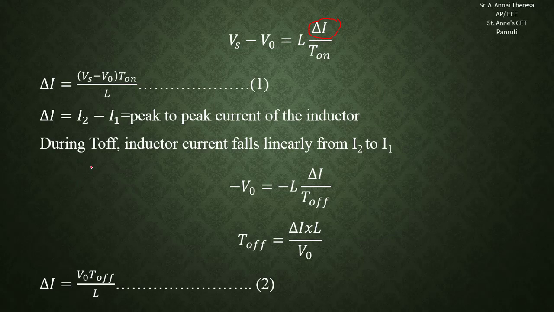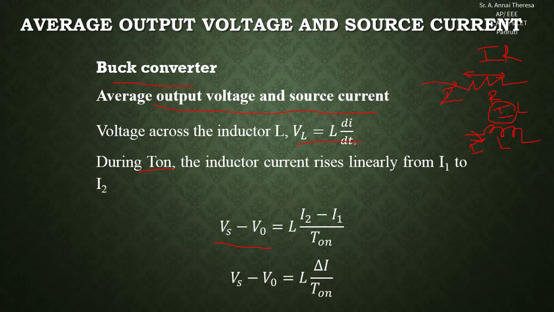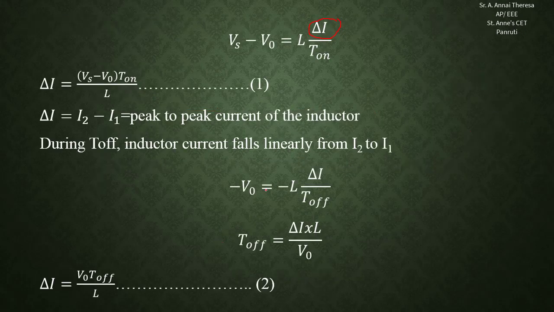Now during turn off time, the inductor current falls linearly from I2 to I1. Here the voltage VL is different during turn off, that is, when the switch is off. VL is equal to minus V0, as we already saw in the second mode. So minus V0 is equal to L into di by dt, and instead of di by dt we can write delta I divided by the time, which is T off here.